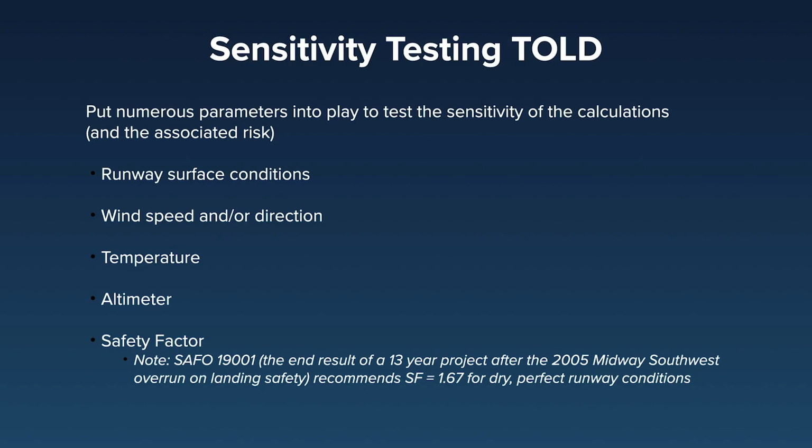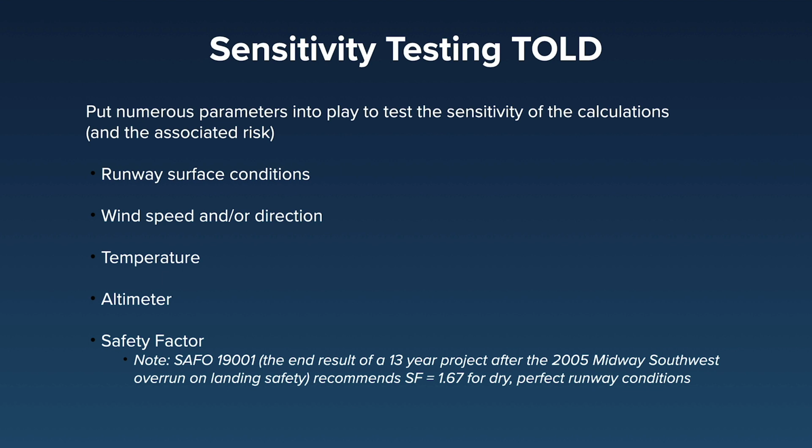So what did we learn from all this? We can put numerous parameters into play to test the sensitivity of the calculations. And the reason why we're testing the sensitivity is because we want to test the associated risk. Those factors could include runway surface conditions. You could test the wind speed and direction, the temperatures, the altimeters, and of course the safety factors.